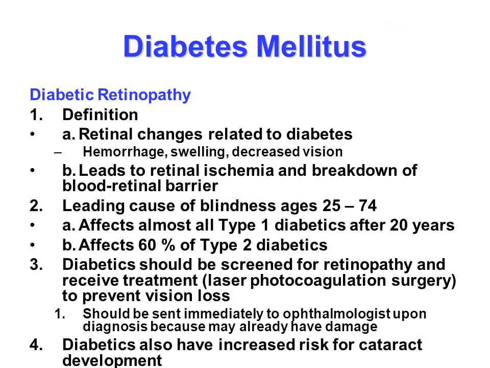Diabetes mellitus diabetic retinopathy. 1. Definition. A. Retinal changes related to diabetes. Hemorrhage, swelling, decreased vision. B. Leads to retinal ischemia and breakdown of blood-retinal barrier. 2. Leading cause of blindness ages 25 to 74. A. Affects almost all type 1 diabetics after 20 years. B. Affects 60% of type 2 diabetics.